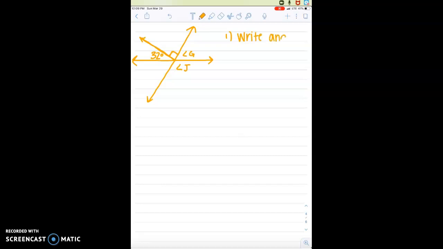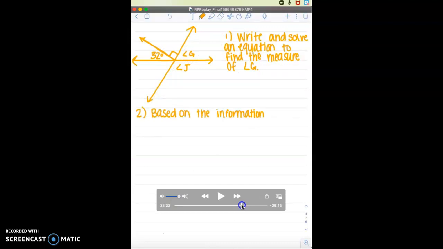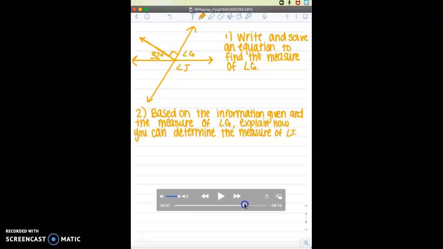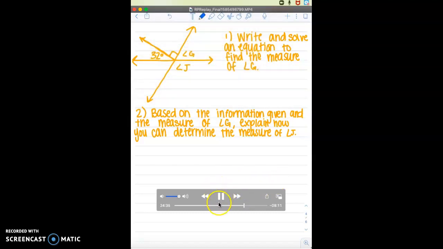So number 1 is going to ask you to write and solve an equation to find the measurement of angle G. And number 2 is going to ask you, based on the information given in the measure of angle G, explain how you can determine the measure of angle J. So right here is where you're going to want to pause the video for about 5 minutes, more if you need it, less if you don't, and you are going to solve the two problems.